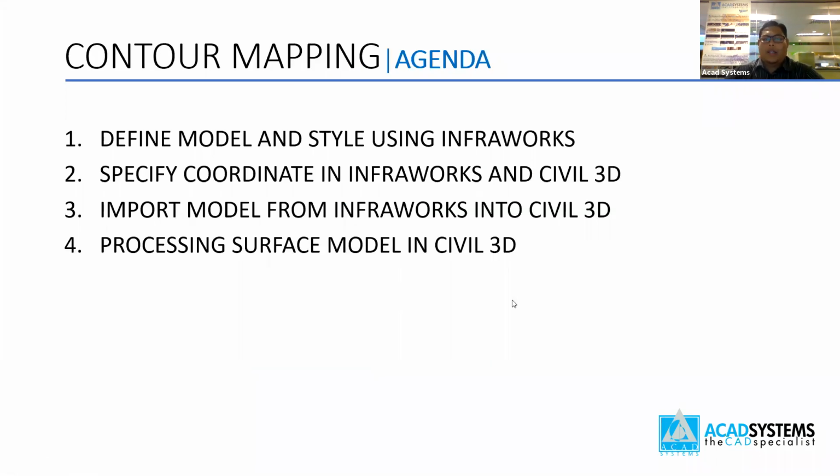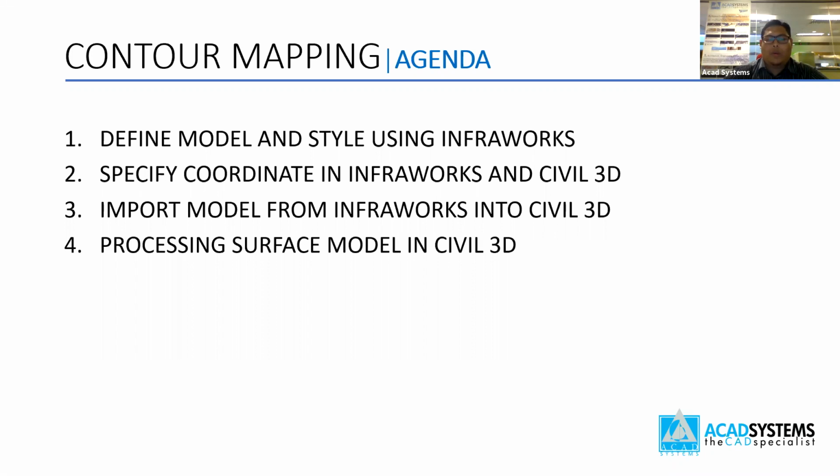So the agenda for today involves two software. First, I'm going to show you how to get the model object from InfraWorks. We're going to define a model and the styles using InfraWorks, see how the contour looks in InfraWorks, and then specify the coordinate in InfraWorks and Civil 3D. Welcome SY for this session.